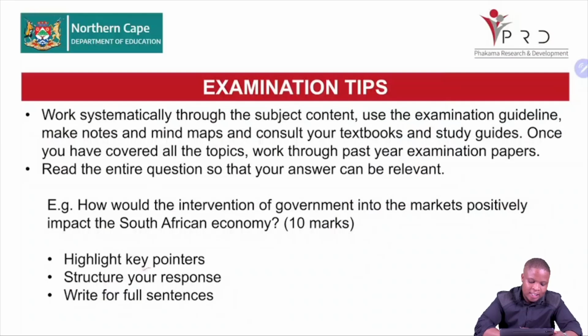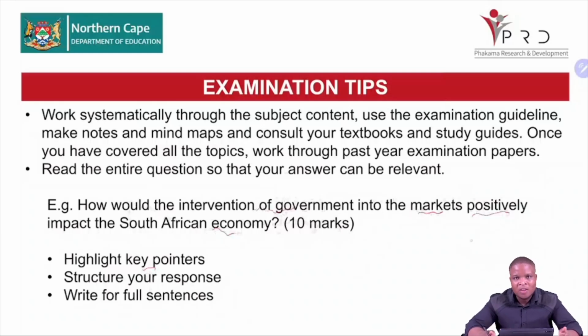So what do you do? You highlight key pointers. How will the intervention of government, so government intervention in markets, affect what? The economy, but only positively, meaning you are going to structure your answers in a way that you speak of the positive impact of government intervention, even though you know that there are some negative impacts of government intervention, for example, reducing production because of too many regulations. That is a negative impact.